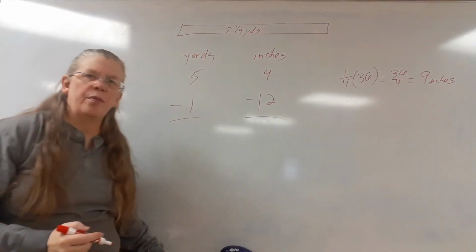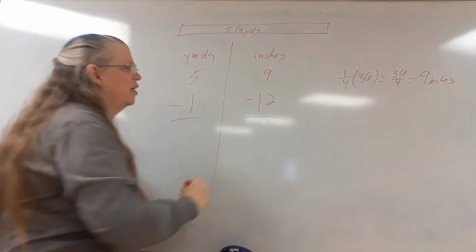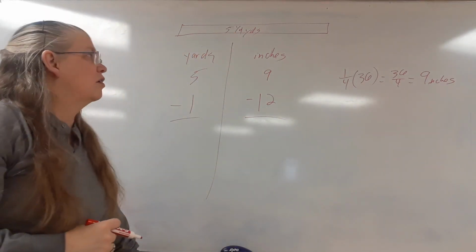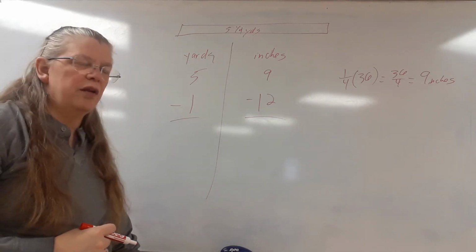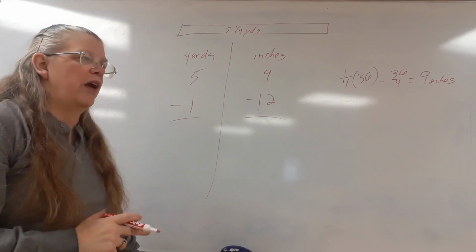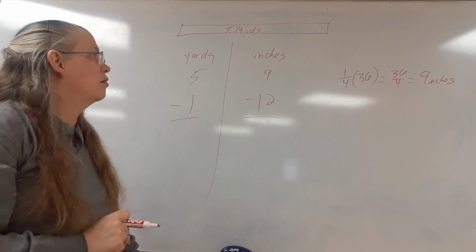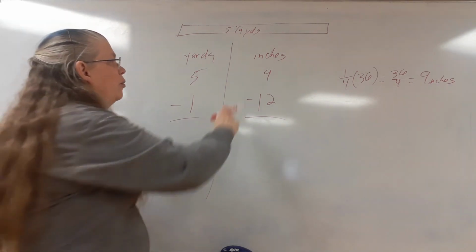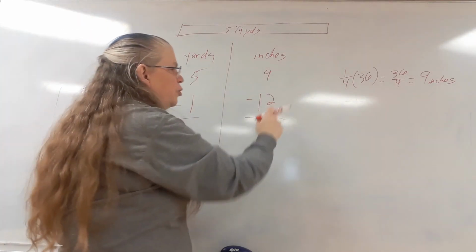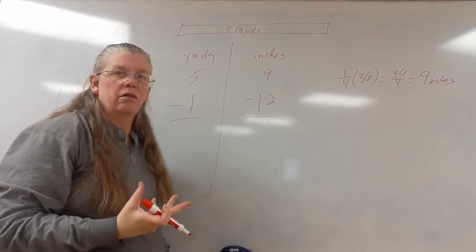Note that we keep these separate. We can even draw a line down the middle, because they're different quantities, you can't mix them. You can never add or subtract anything that is not the same unit. All right, but 9 is not big enough for us to subtract 12 from, so we need to borrow.